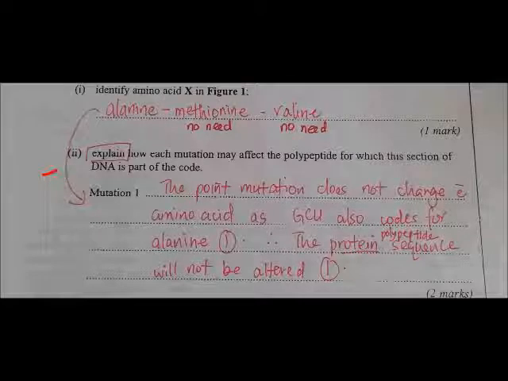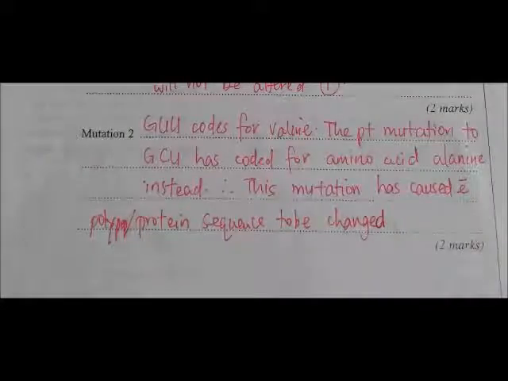You are asked to explain how mutation may affect the polypeptide for which this section of DNA is part of the code. So for mutation number 1, the point mutation does not change the amino acid, as GCU also codes for alanine. Therefore, the polypeptide sequence will not be altered. And for mutation number 2, GUU codes for valine. Because of the point mutation, now it has become GCU, which will now code for another amino acid, alanine. So this mutation has caused the polypeptide, or the protein sequence, to be changed.